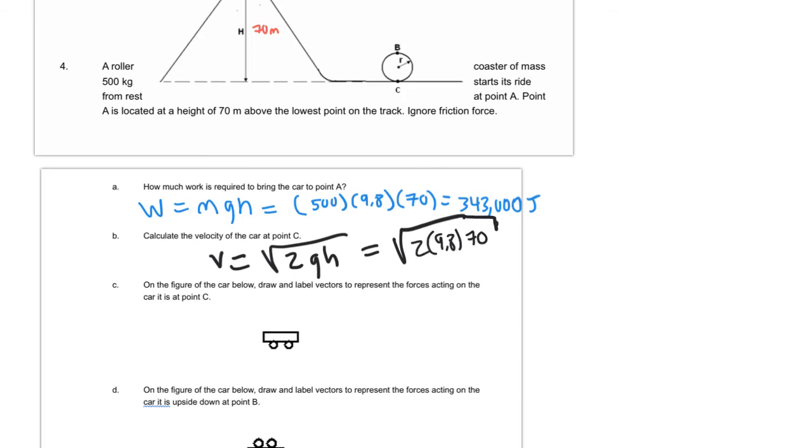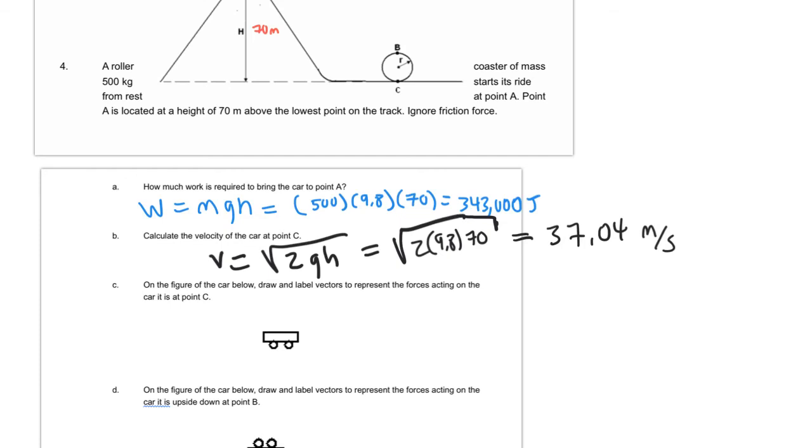Sometimes teachers like to do that just to make sure it's clear that the 70 is included. So if I was to plug that entire thing into the calculator, including the fact that I'm taking the square root of it, it would be approximately 37.04, and that's velocity, so it's meters per second.